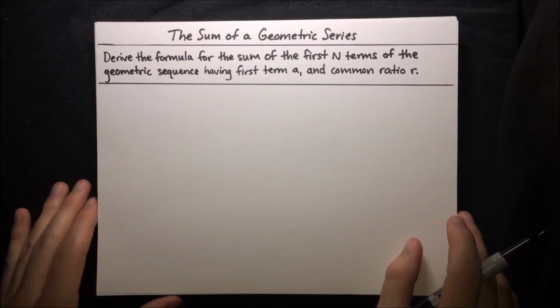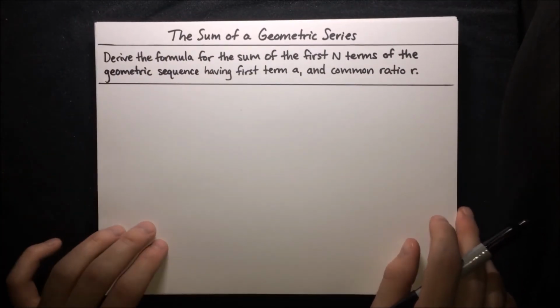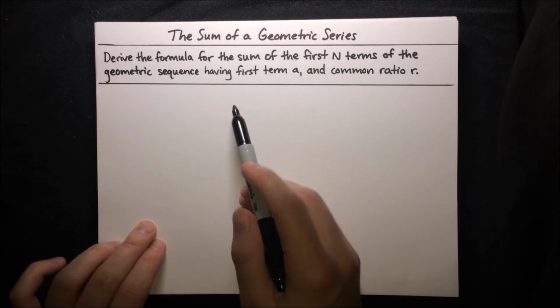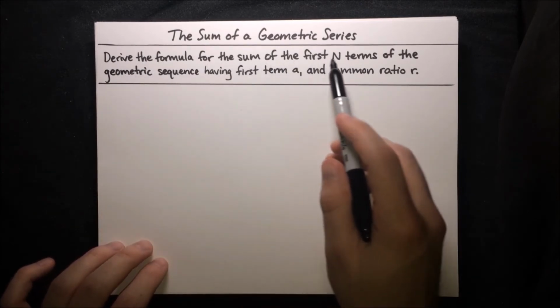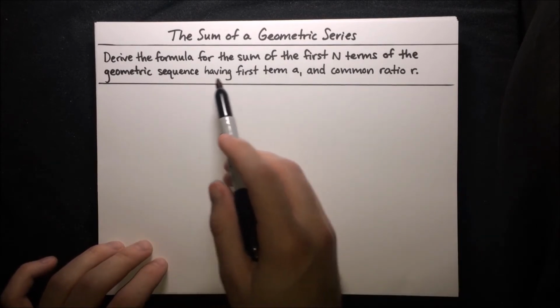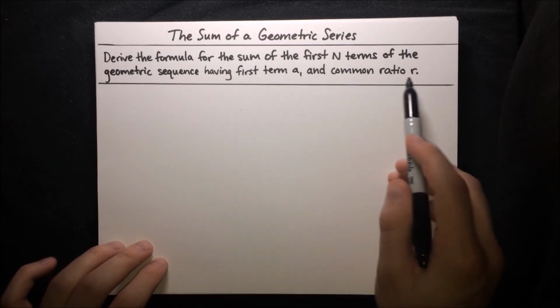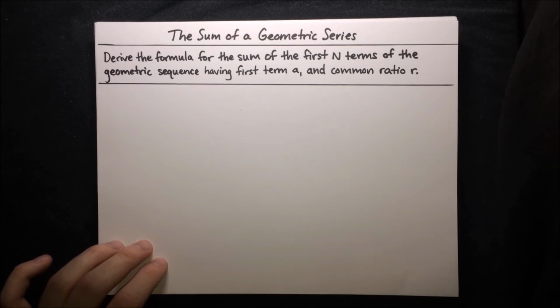Alright, so now we know how to use the formula for the sum of a geometric series, but where does it come from? Here we want to derive the formula for the sum of the first n terms of the geometric sequence having the first term a1 and common ratio r. So where do we even start?